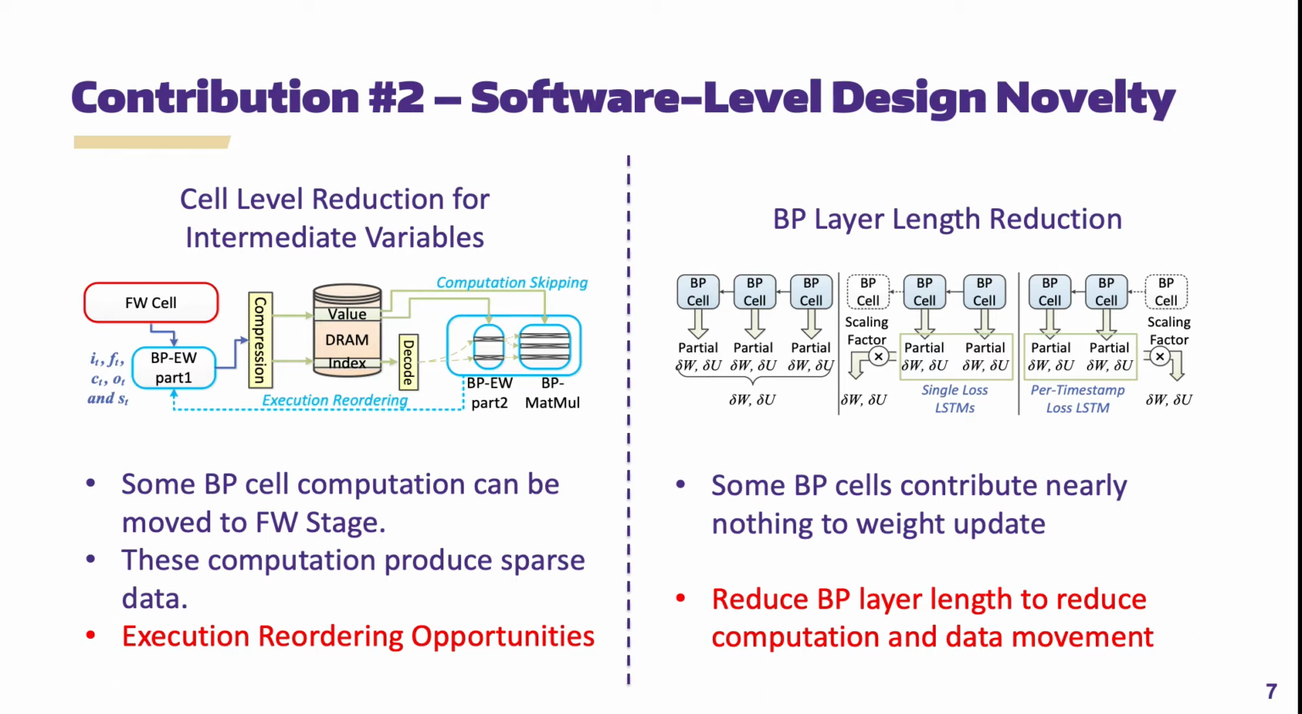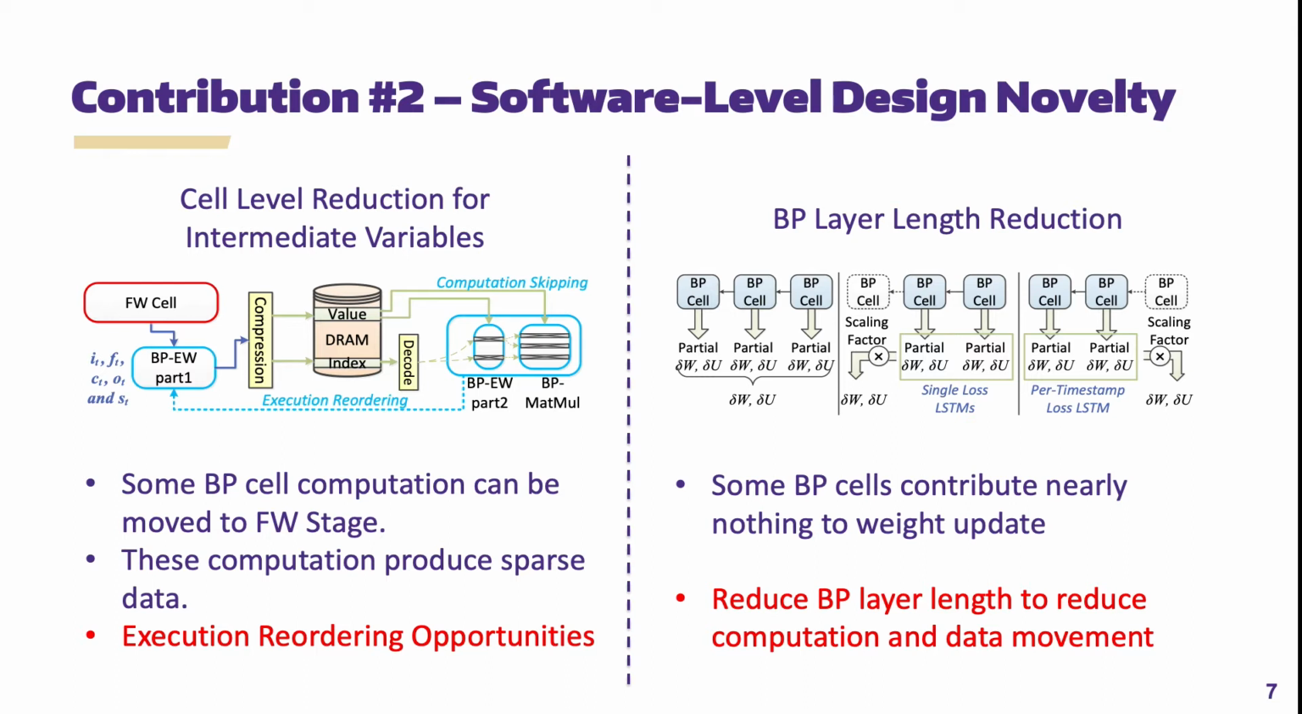For cell-level reduction of the intermediate variables, we rely on two major observations: some backpropagation computation can be rescheduled to the forward stage, and its output is sparser. So we're able to redesign the LSTM execution flow to replace the intermediate variables that need to be stored with a sparser one, so that a more efficient large LSTM training can be enabled.